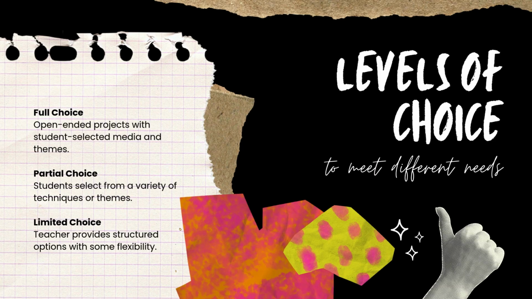It's important to remember that not all choice-based approaches look the same. Some teachers move to full choice, where students select everything from medium to subject. Others use partial choice, offering structured options. Even limited choice, where students pick from a set of themes or techniques, increases student agency. Which level of student choice feels the most manageable for you? Why?